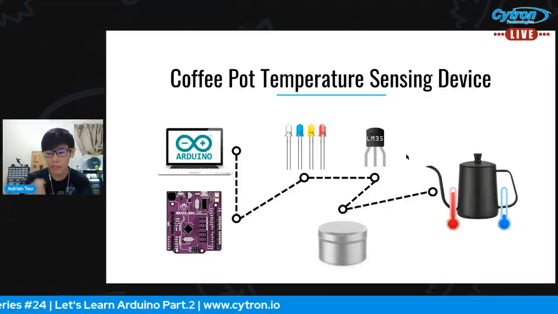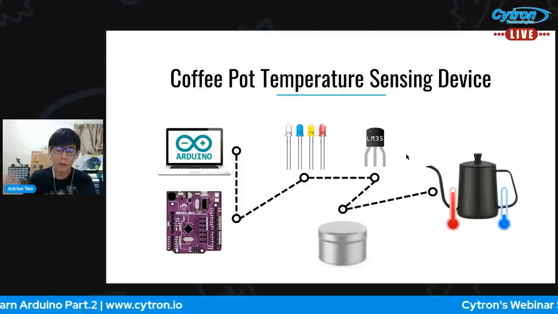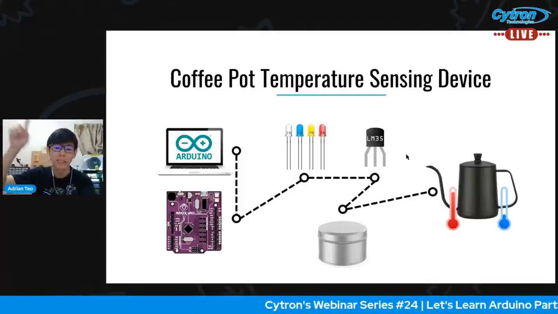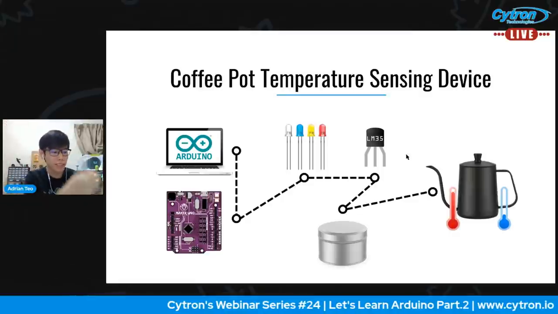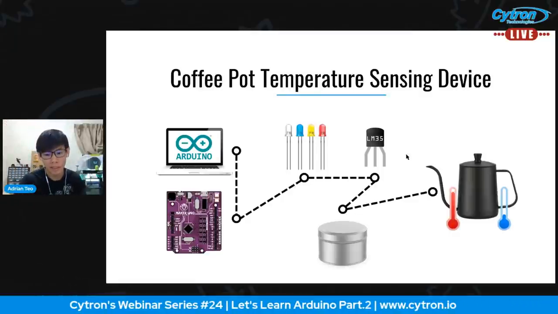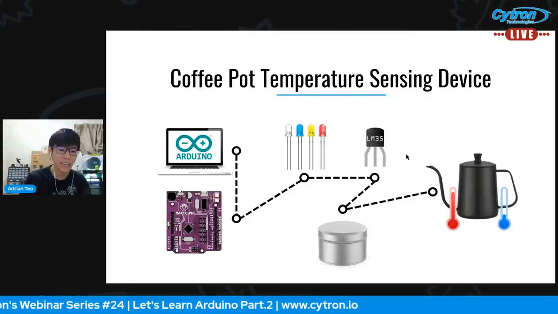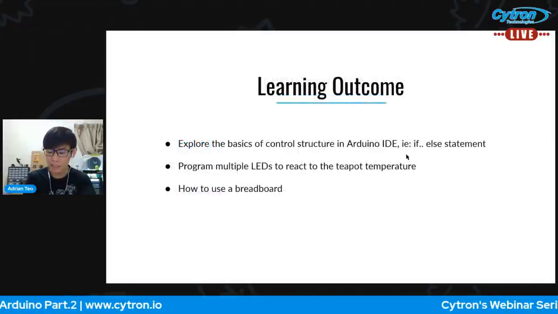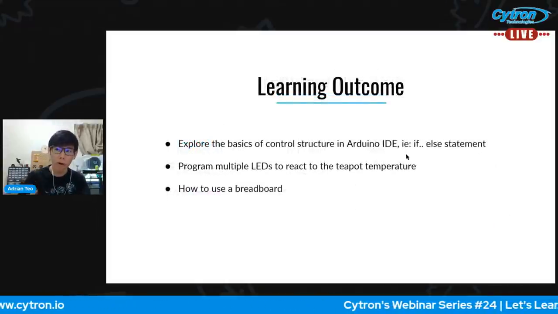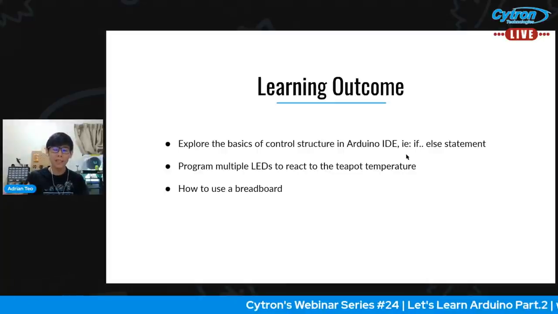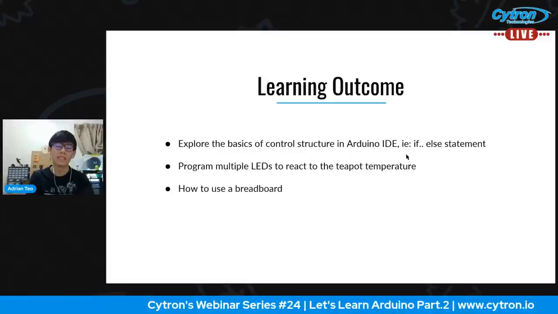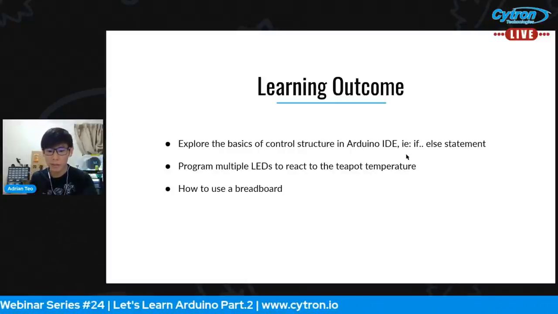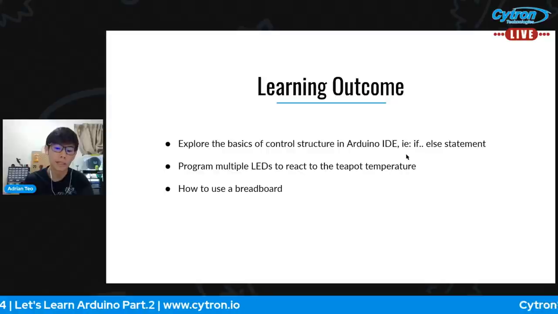We see the readings from the Arduino serial monitor, and then we'll be able to see, oh, the temperature is rising, the graph goes up, and then when I remove the coffee pot, the temperature goes down. Okay, so this is what we did last week, and then I ended the session over there. In today's session, it's a continuation of what we did in the previous session. All right, first things first, I will explain to you control structure in Arduino IDE.